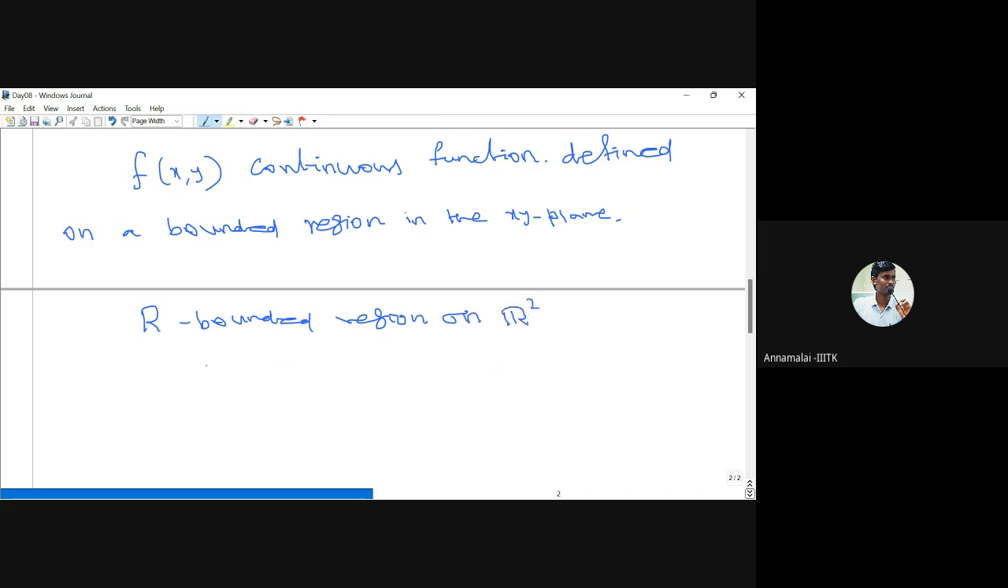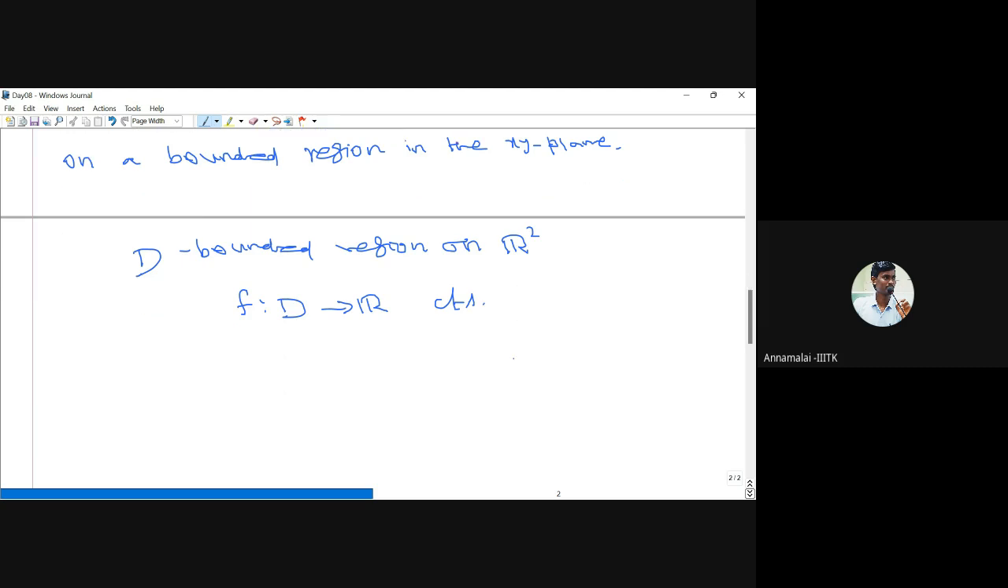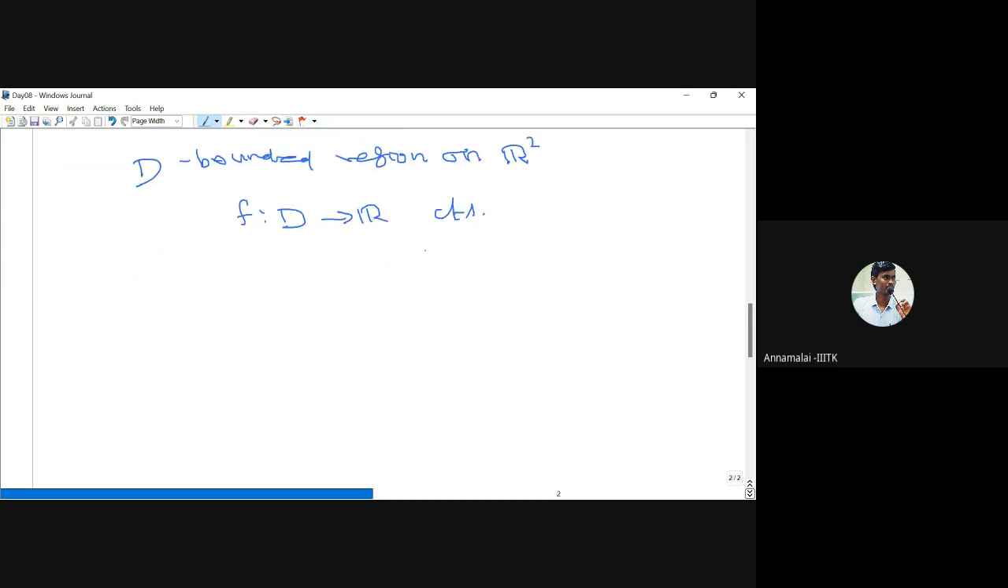Now f is defined on this capital R, not R2. Okay, so don't confuse this R and this one. Otherwise we can call it by some other name. Suppose D. D is some bounded region. f is defined on D to R, and it should be a continuous function. Okay. Now we have to define, maybe if you look at the picture, what is this actually?